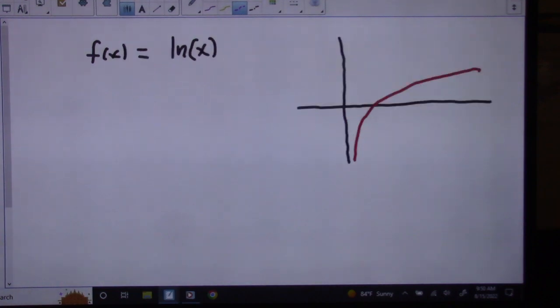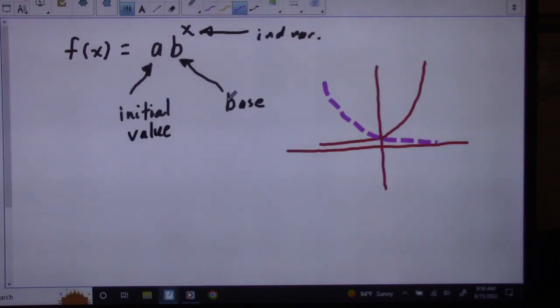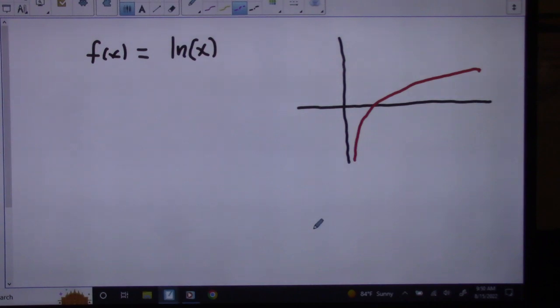Okay? So do we need that dotted line too? No, we don't need that. Okay. So, but these logarithmic and exponential ones are inverses to each other. Okay, what would you use a logarithmic function for?